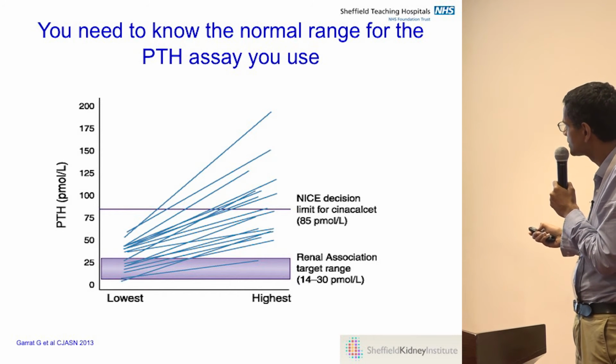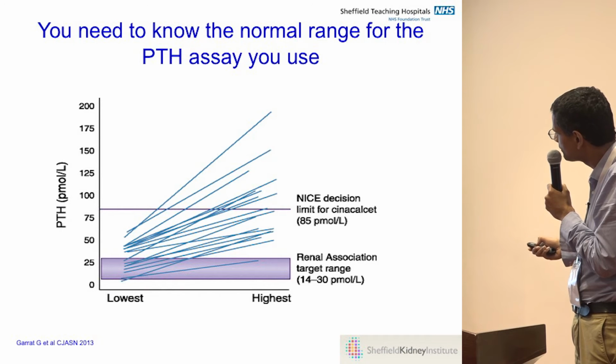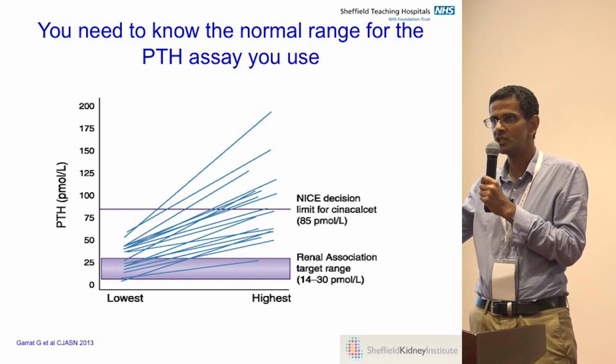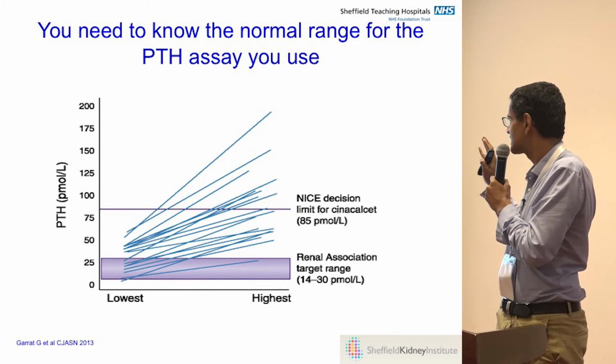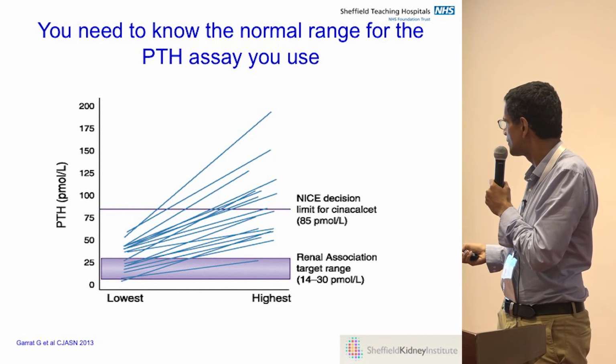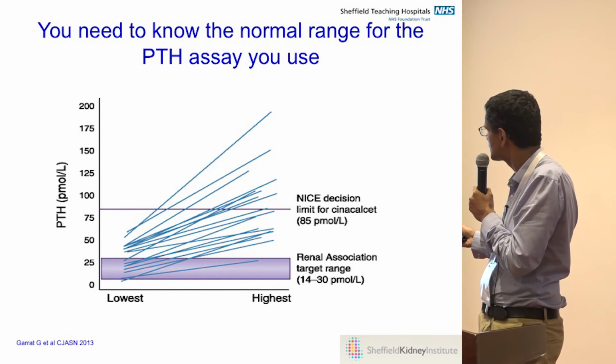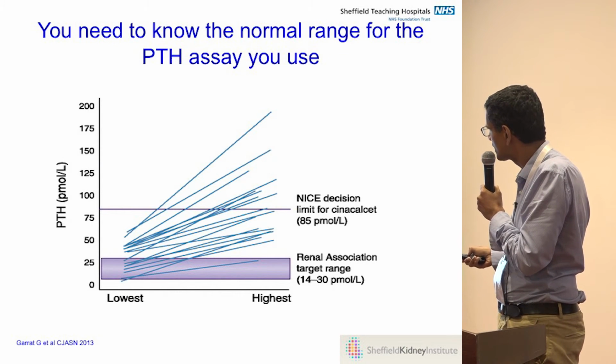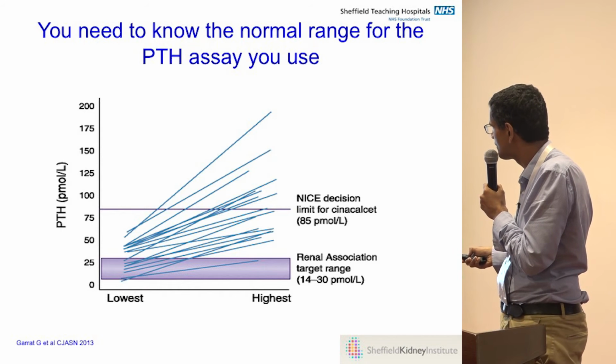So this is data from Scotland, and each line represents 1 patient. What they did was they took 5 commercially available kite-marked assays, and measured PTH on the same day in one patient. And you can see, for example, in this patient, the PTH can be very, very high, or it can be in the target range.